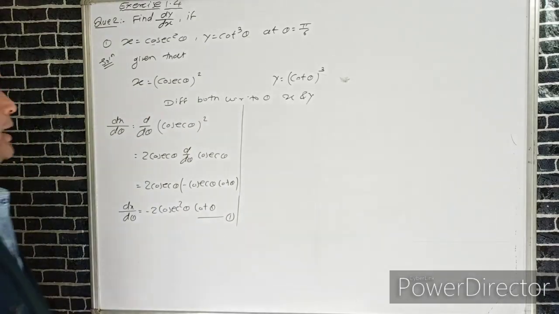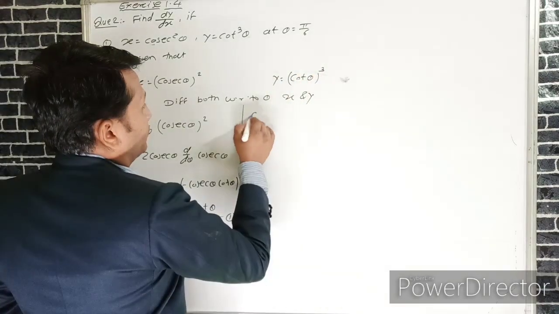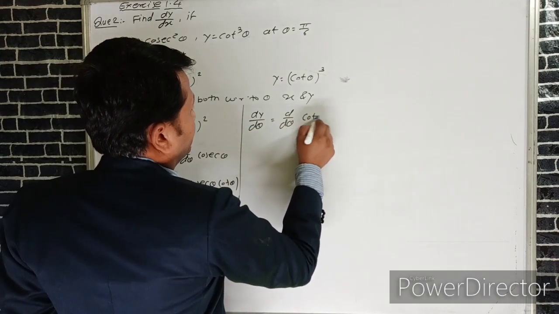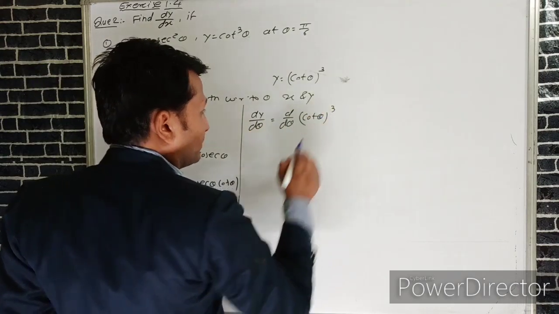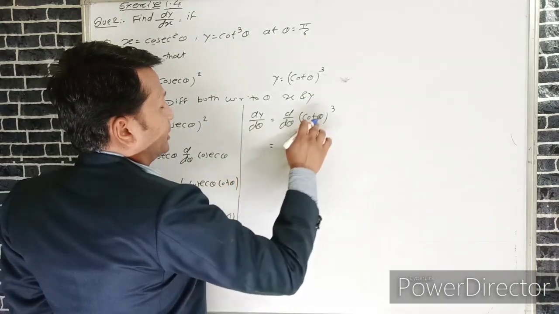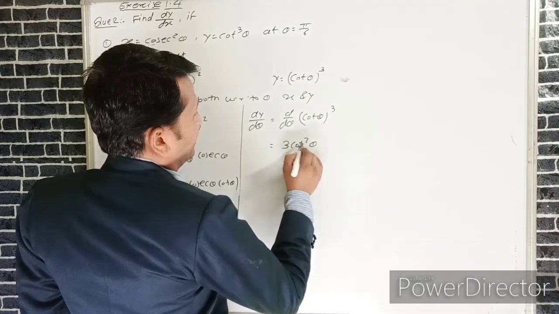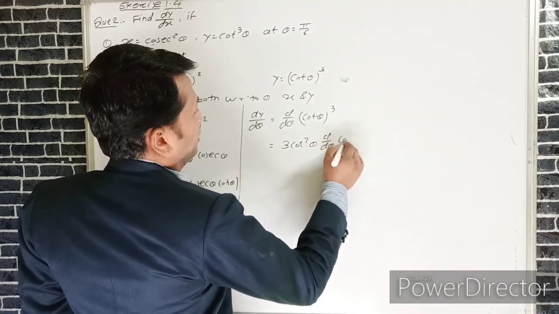After that, y is equal to cot theta bracket cube. We can write dy upon d theta is equal to derivative of cot theta whole bracket cube. If we apply the rules of derivative of x to the power n, we can write 3 cot square theta and we take again the derivative of cot theta.